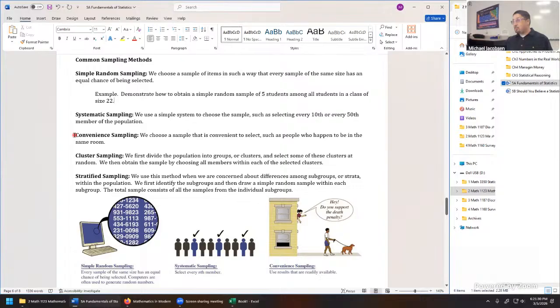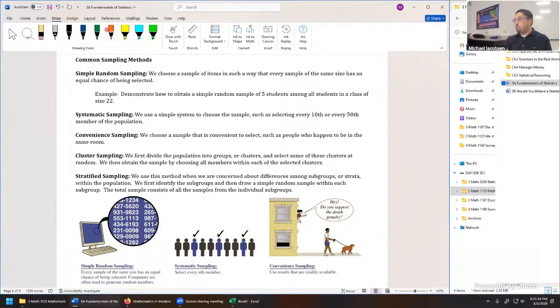Then that takes us to convenience sampling. This is the first one, really the only one on the list that we have here, which is a bad sampling method.